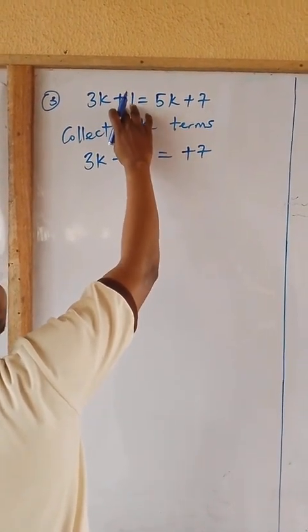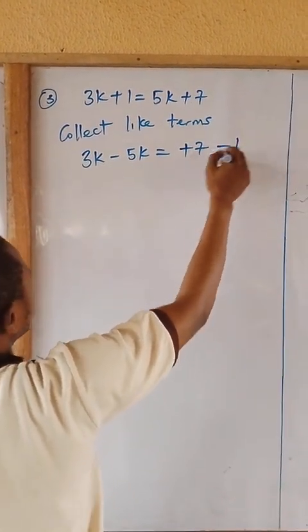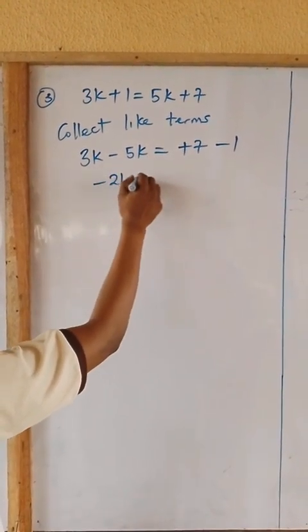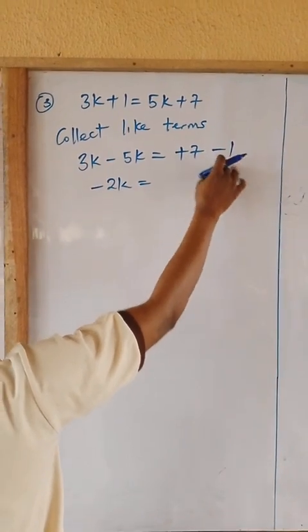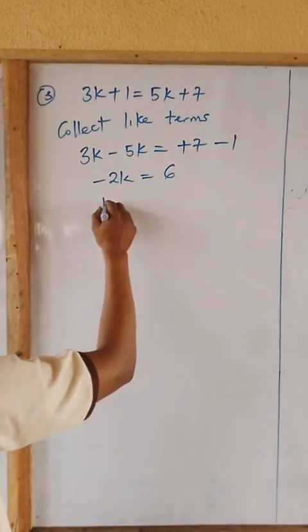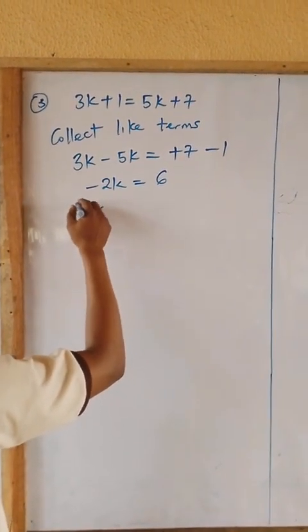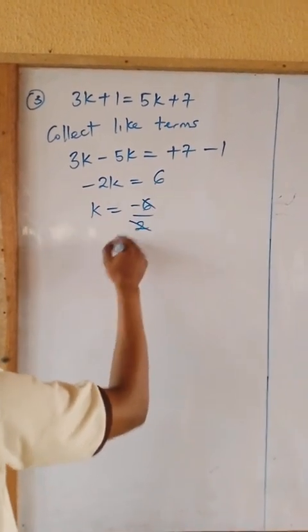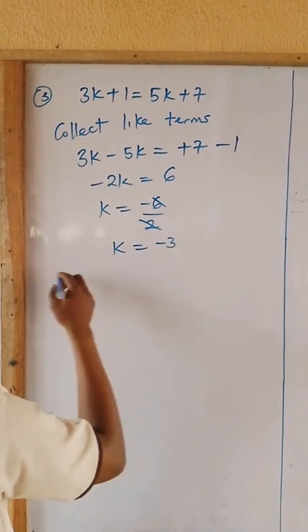And by the time we take this plus 1 to the other side of the equation, we are going to have minus 1. 3k minus 5k will give us minus 2k. Plus 7 minus 1 will give us 6. And our k will be minus 6 over 2. So k equals minus 3.